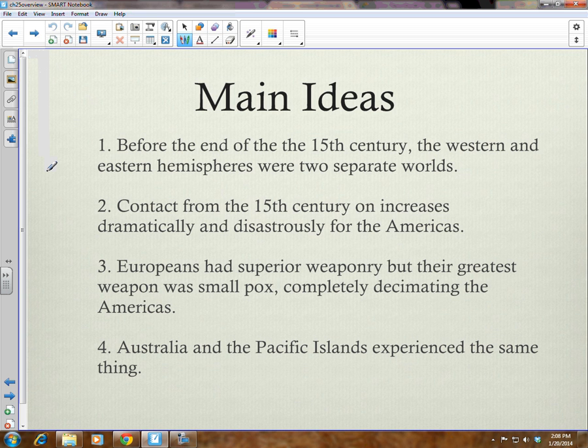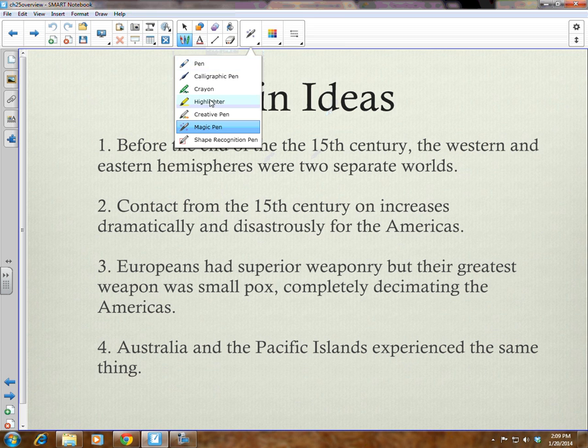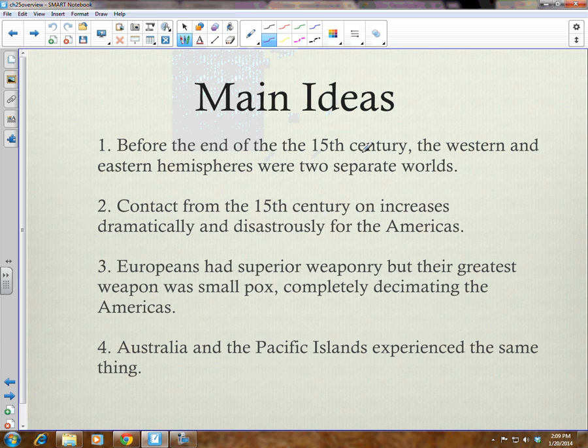So here are the main ideas of this chapter. Before the end of the 15th century, the Western and Eastern hemispheres existed almost in complete isolation from one another. And this is really important because it highlights the change in the Columbian Exchange. This situation began to change after the voyage of Columbus in 1492. And from this point on, the contact between the two hemispheres would increase dramatically, often with disastrous consequences, especially for the Americas or the people of the Americas.